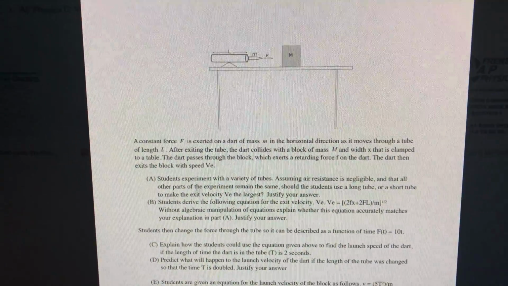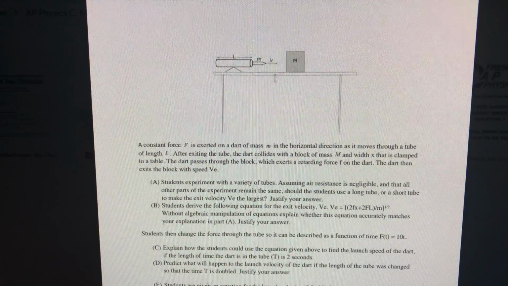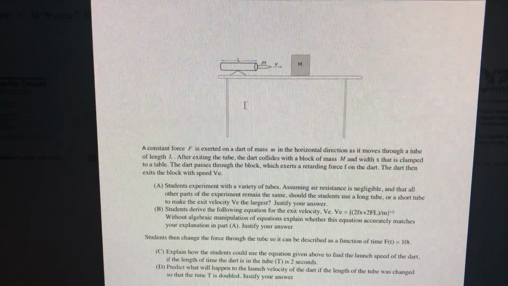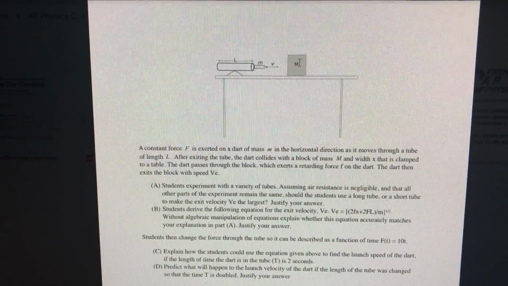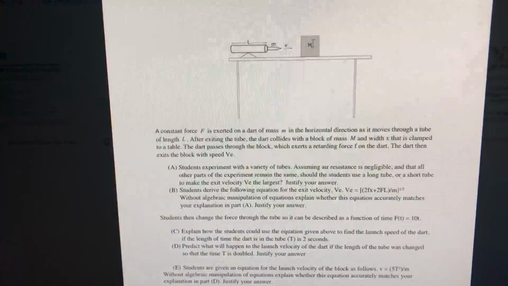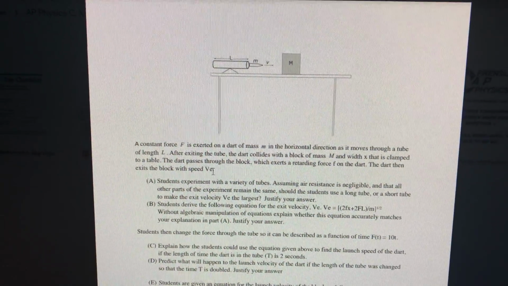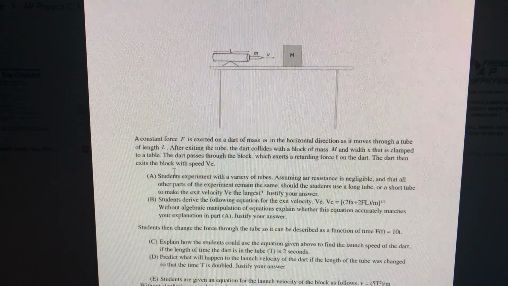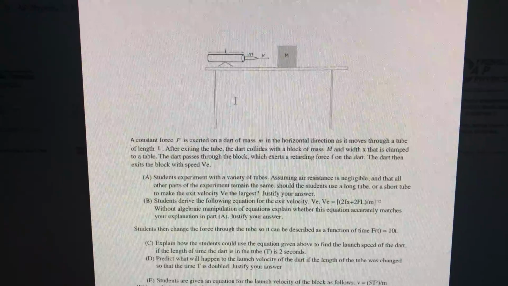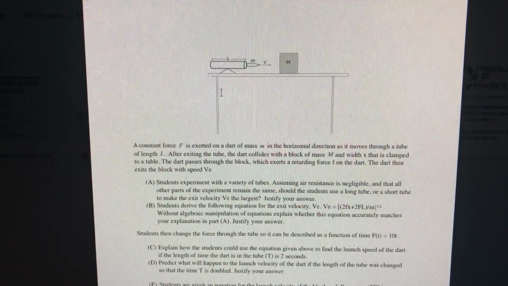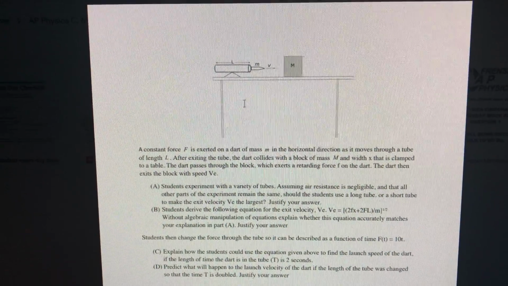All right, so this is the dart problem where a force is exerted on a dart in the horizontal direction moving through a tube of length L. After it exits, it collides with a mass M, and it passes through the block, which exerts a retarding force F on the dart. The dart then exits the block with a speed VE. So part A is asking you, they're experimenting with a variety of different tubes. Assuming air resistance is negligible and all of their parts remain the same, should they use a long, a short, to make the exit velocity the largest?